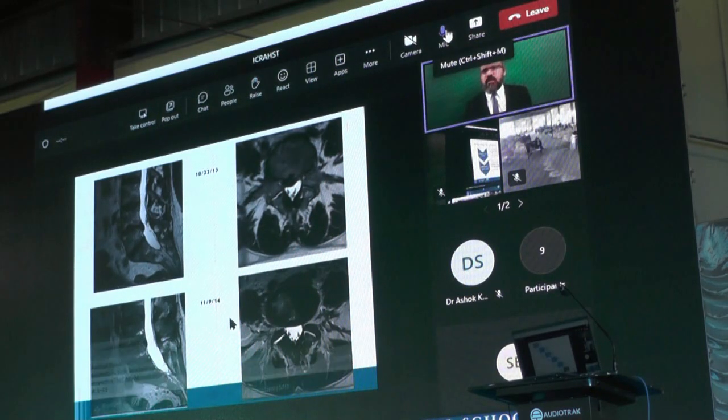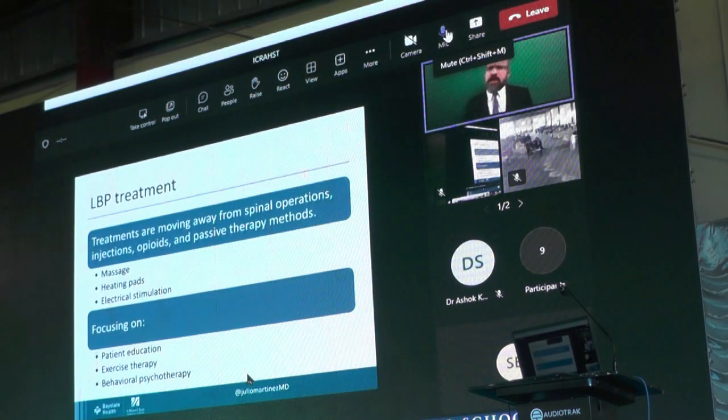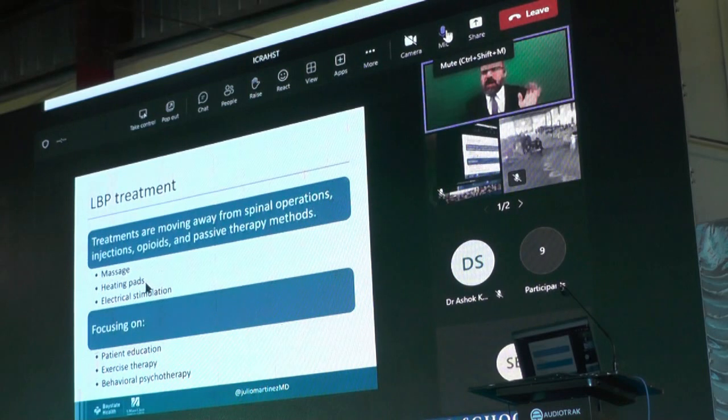Now from here, what do we do for these patients? We will manage them with a multimodal assessment and approach. Now, very important to understand that the treatment of back pain is moving away from spine injections, prescription of opioids, and just passive therapy methods like using massage, heating pad, and electrostimulation. In the past, some patients wouldn't go to the therapist and they just wanted massage and heating pad. They didn't want to do exercise. We don't do that anymore.